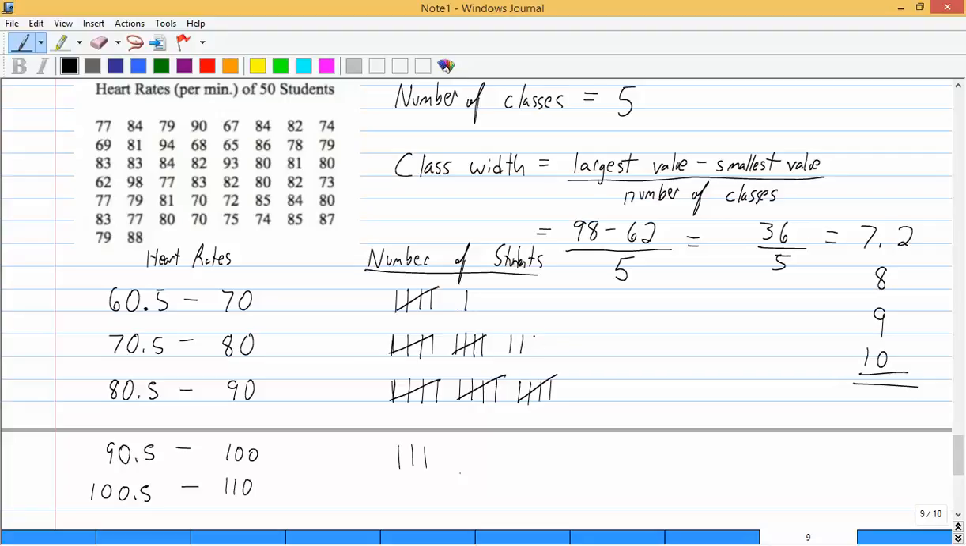72, 85, 84, 80, 83, 77, 80, 70, 75, 74, 85, 87, 79, and 88.